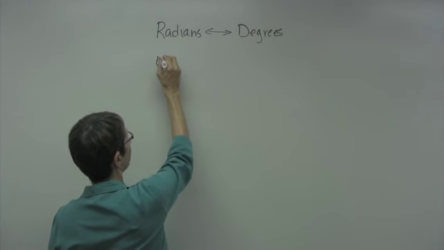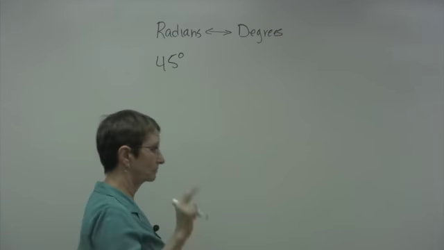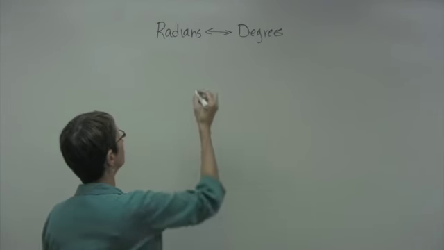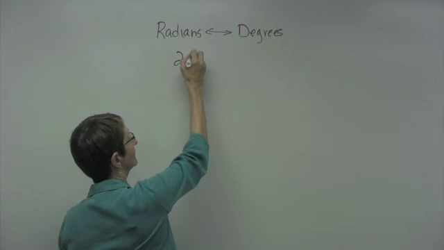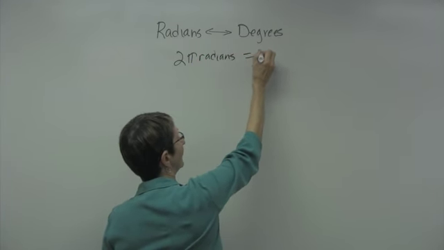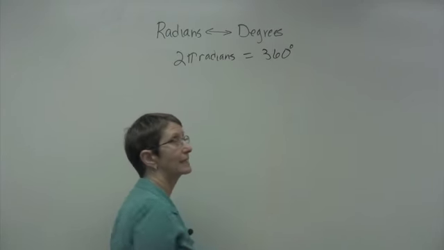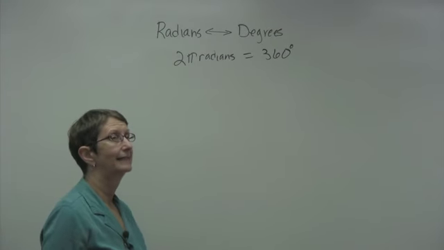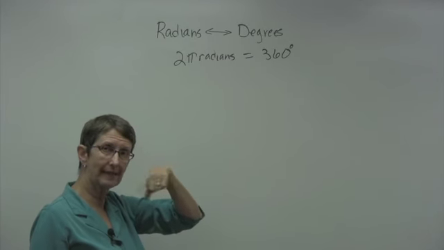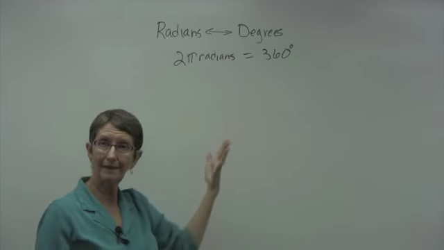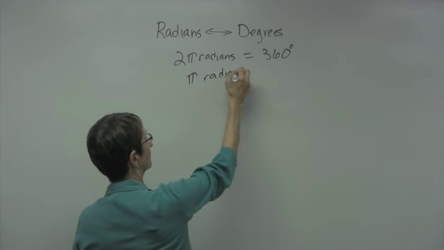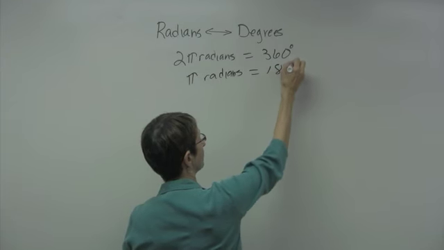Let's start off with a whole circle. A whole circle we said was 2 pi radians, and it was the same as 360 degrees. Well, this is an equation. They measure the same angle all the way around. So let's divide both sides by 2, and I get pi radians is the same as 180 degrees.